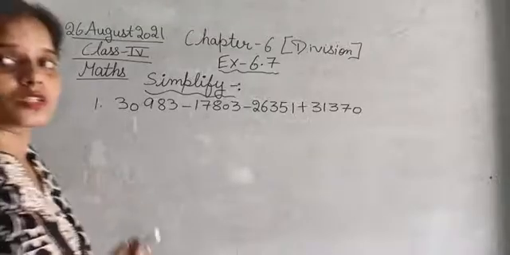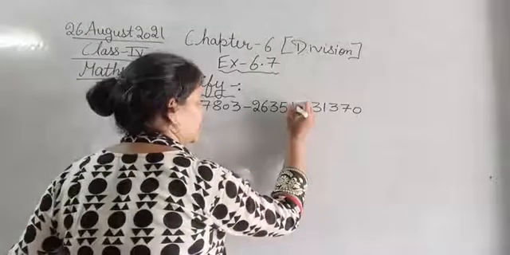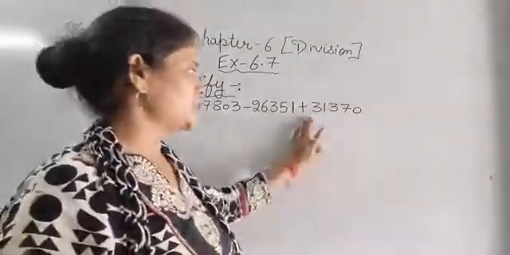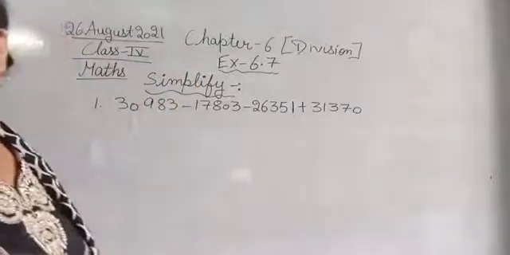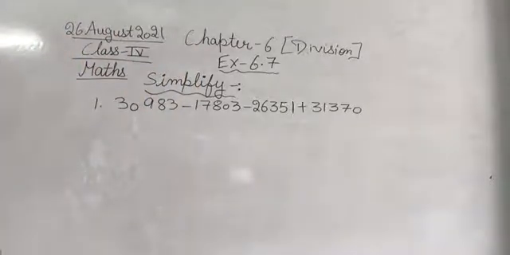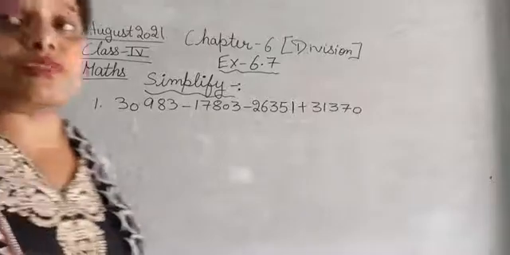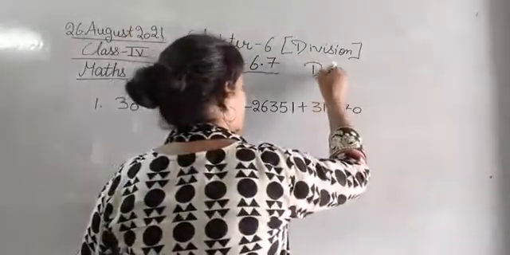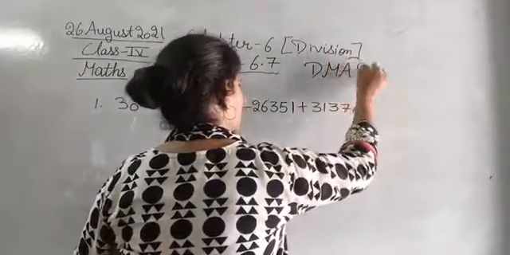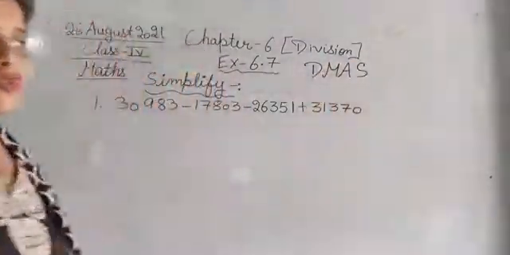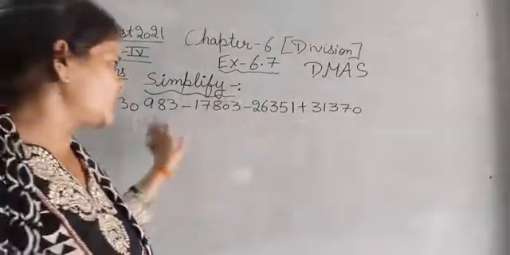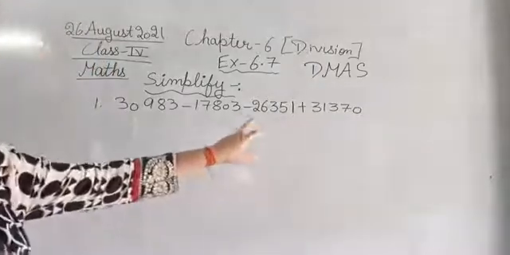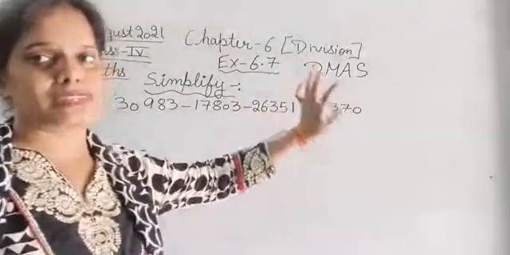26,351, not 2,000, 26,351. In front of it there is a minus sign, that is also subtraction, and after that plus 31,370. So look, according to the DMAS rule, first of all we have to do the division. So according to the DMAS rule, beta, what is the rule? First of all you have to do the division. We don't have any number that we have to divide, so division is not here. Definitely, when there is no division, where will we do it from? So we will just leave it.